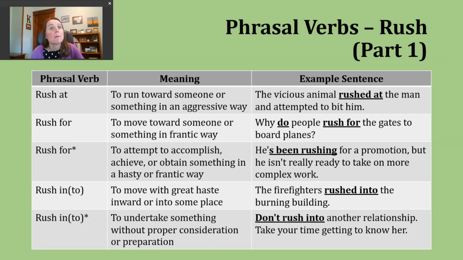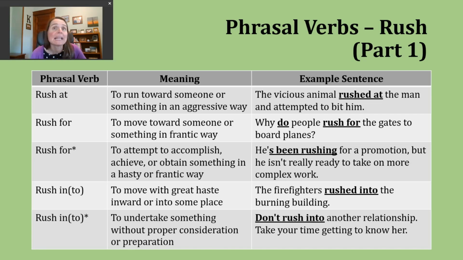Again, this might be a bit similar to that third definition we talked about a few minutes ago, so that's to run towards someone or something in an aggressive way. An example of this might be, the vicious animal rushed at the man and attempted to bite him. So again, we can kind of imagine something running toward to attack here.